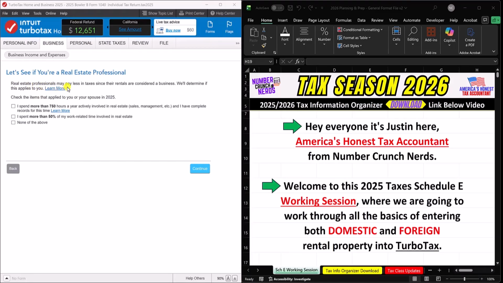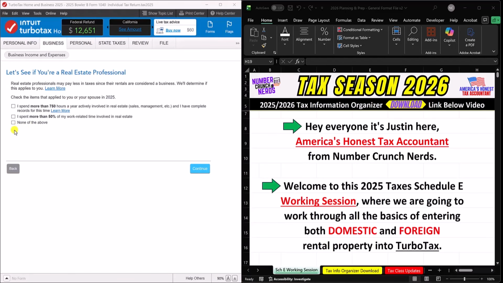Real estate professionals may pay less in taxes since their rentals are considered a business. We'll determine if this applies to you. Check the items that apply to you or your spouse in 2025. I spent more than 750 hours a year actively involved in real estate, either sales, management, renting property, etc., and I have complete records for my time. I spent more than 50% of my work-related time involved in real estate, or none of the above.